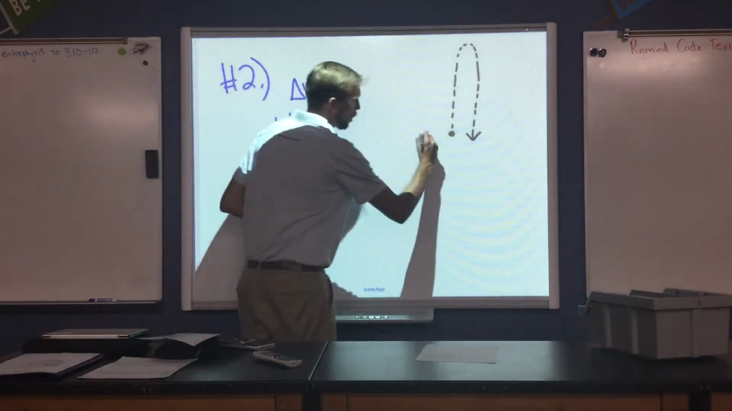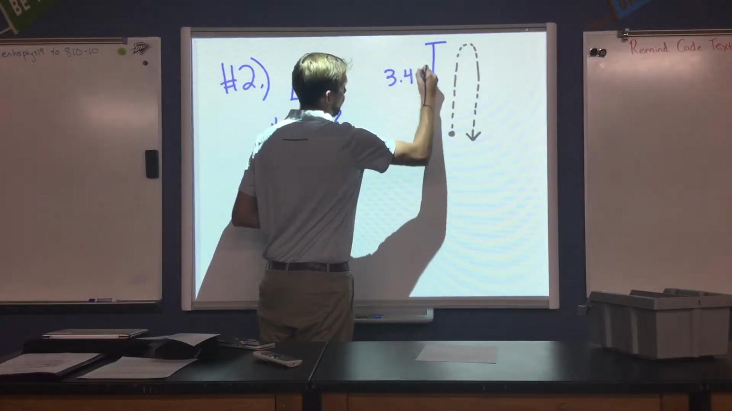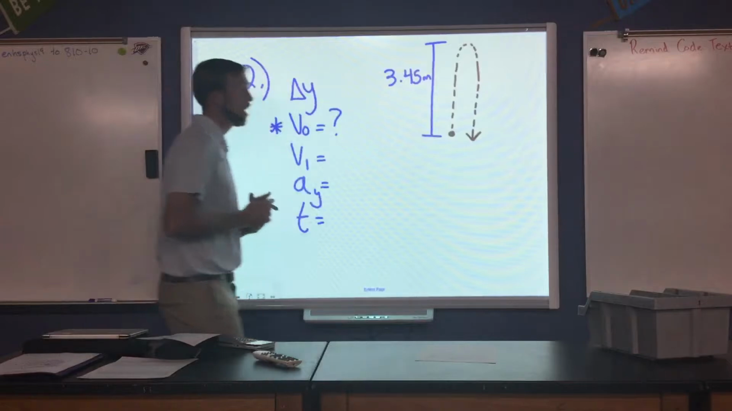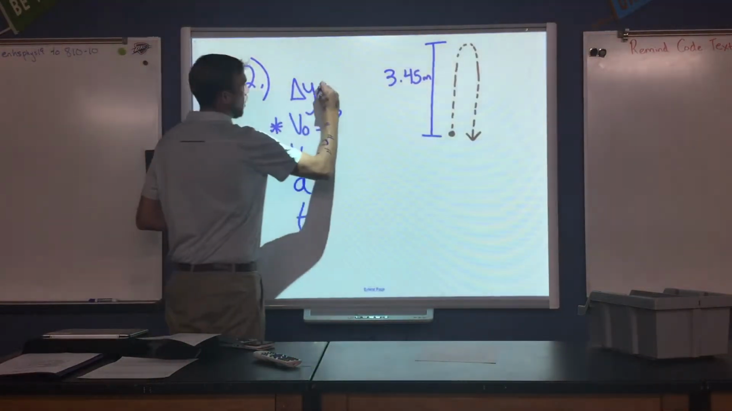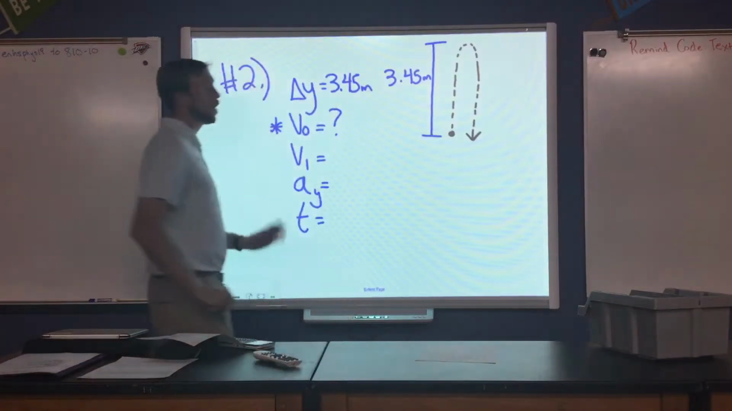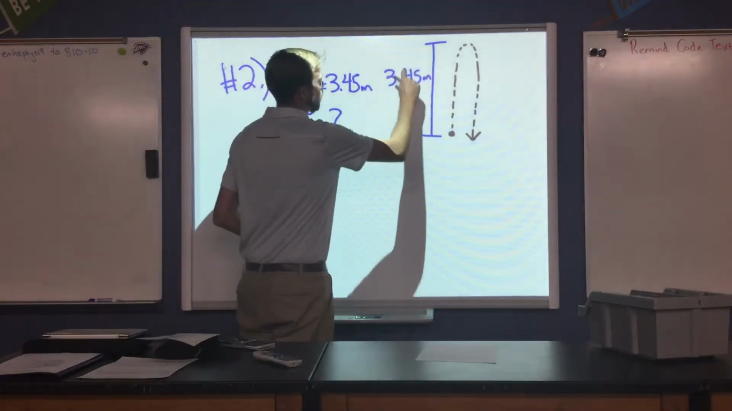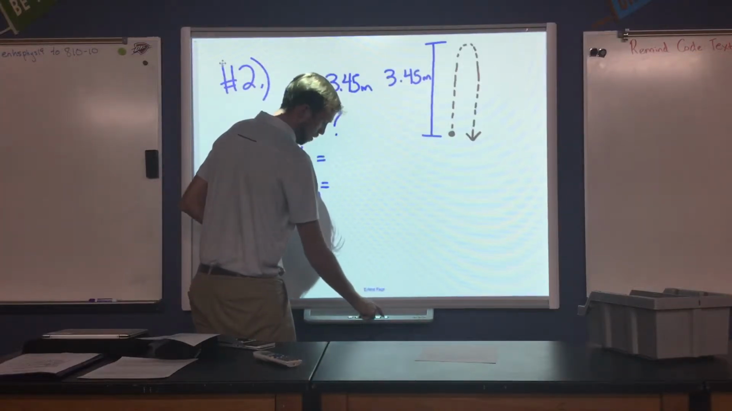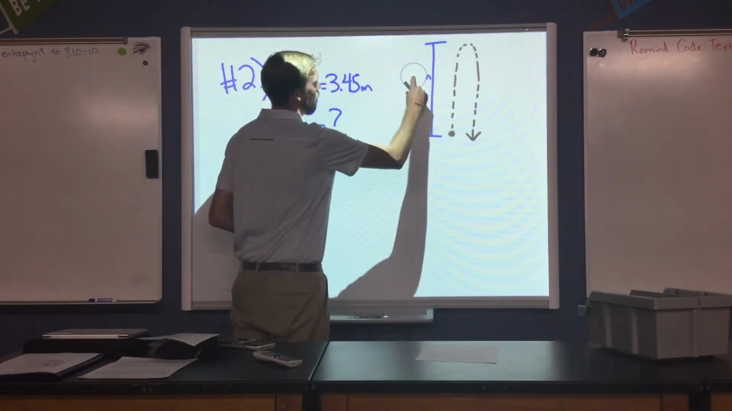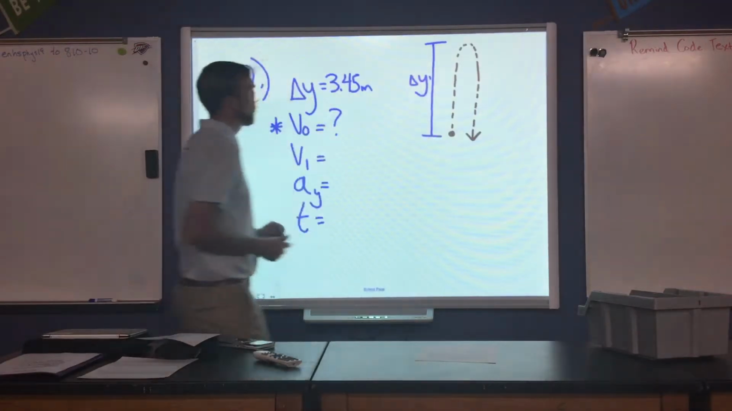We are told that the marble launches up to a height of 3.45 meters. So that's going to be our delta y here, and we will keep it as a positive value because we're launching our object straight up. I'll erase this to make a little bit more space. There we go. This would be our delta y.